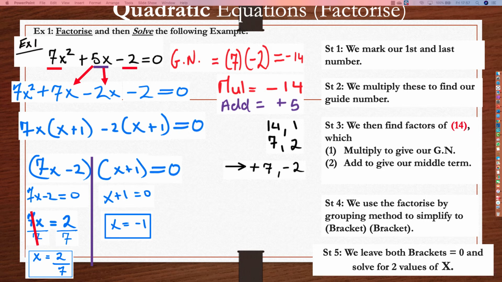There it is. Two things are very, very important. If you solve it and you get 2 over 7 and minus 1, that is where it runs through your x-axis. And the last number tells me where it runs through my y. That's what we're going to need to know for the next few bits.